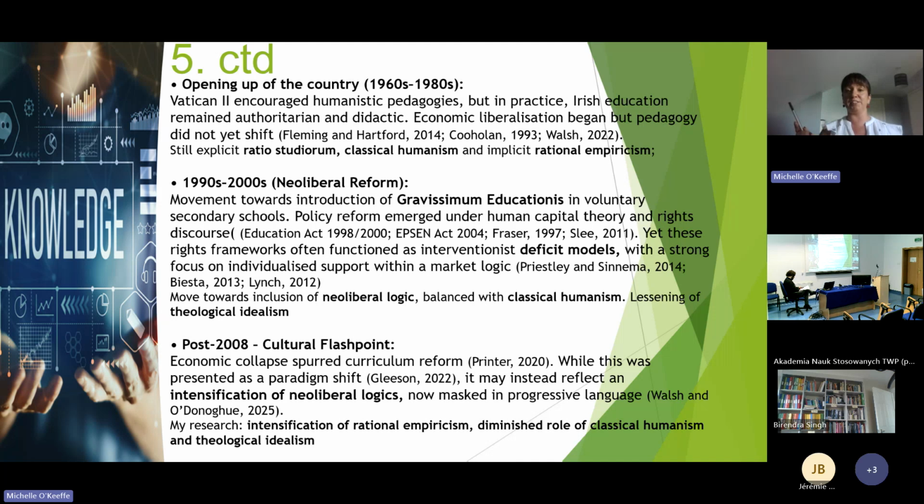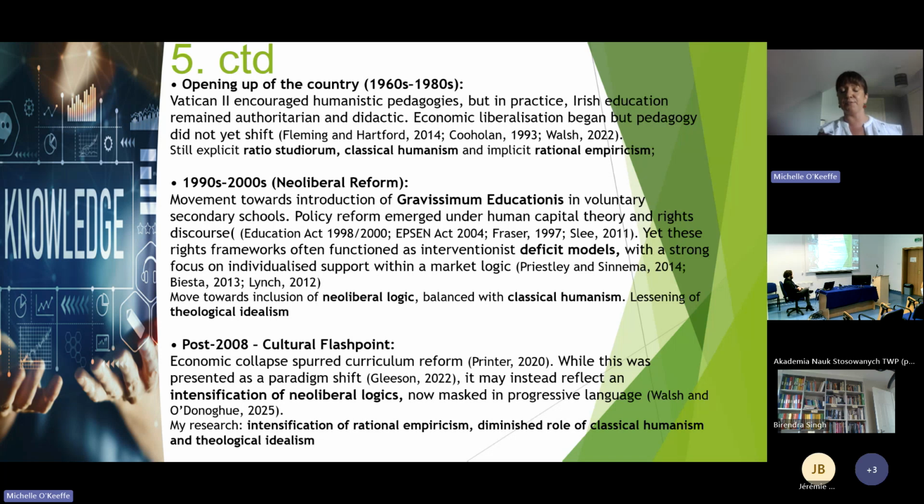So that was coming from the Vatican, and we did see a change in Irish education, and the economy was opening as well. But what was interesting was that research suggests that even though that was coming from Rome, and even though the economy was opening up to the wider world, in the classroom it still was very much Ratio Studiorum, classical humanism, rational empiricism, still very much didactic. That began to change in the 1990s to the 2000s with neoliberal reform, neoliberalism initially in policy, documentation and education, and then more recently in the curriculum itself.